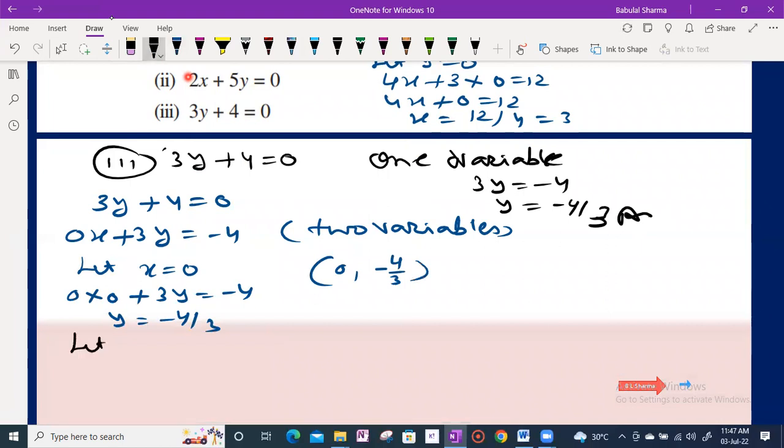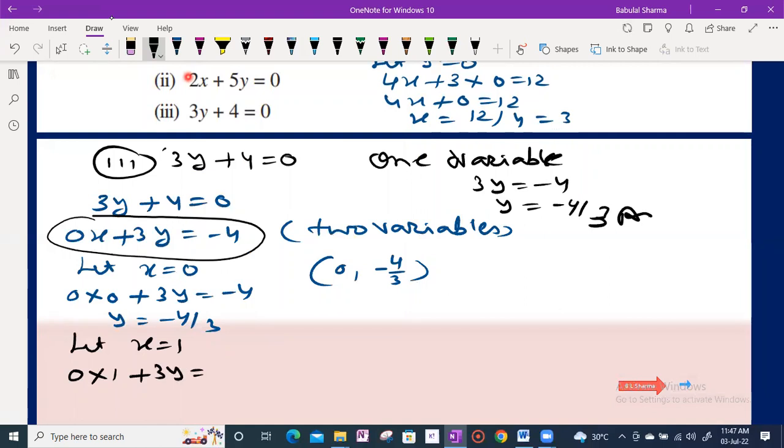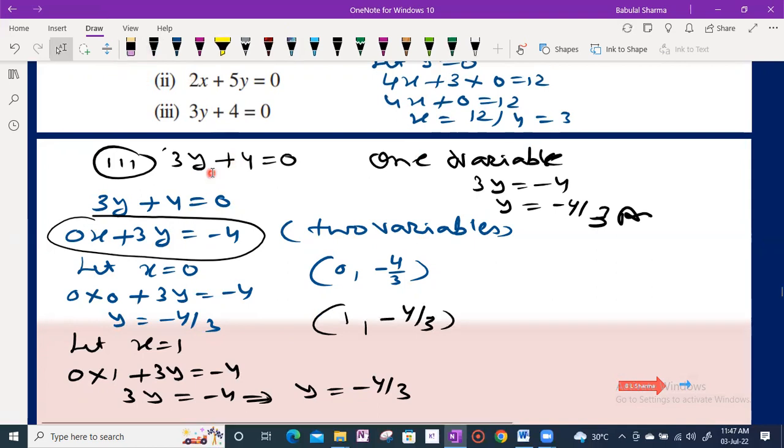Let x is equal to 1. So we can write in this, this is our linear equation in two variables, 0 into 1 plus 3y is minus 4. So 3y is minus 4 means y is minus 4 upon 3. So the second solution is (1, -4/3). You will see that there is no x variable in it, so the value of y is fixed, but you can change the value of x. These are the answers of this question.